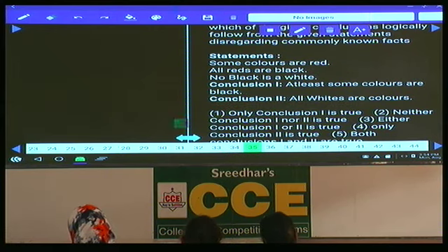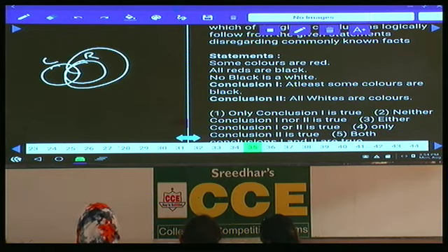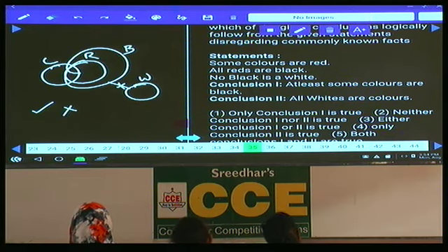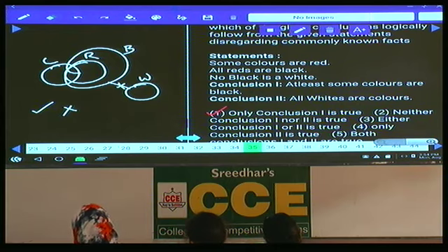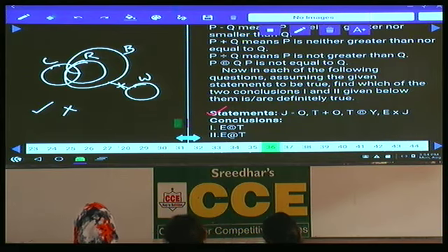Then question number 35. Some colors are red. Now these are the colors which are red. And all red are black. And no black is white. First one, some colors are black, definitely true. All whites are colors, that is false. And so only 1 is true, choice 1. 35, choice 1.